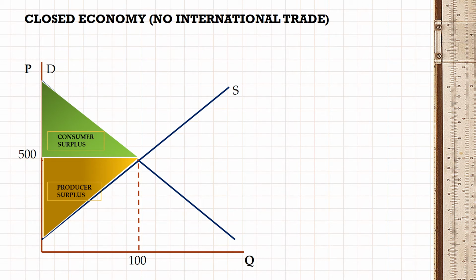So consumer surplus plus producer surplus equals total surplus. Total surplus measures the total benefit buyers and sellers receive from participating in the market.